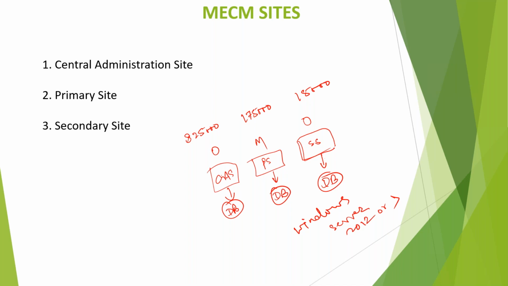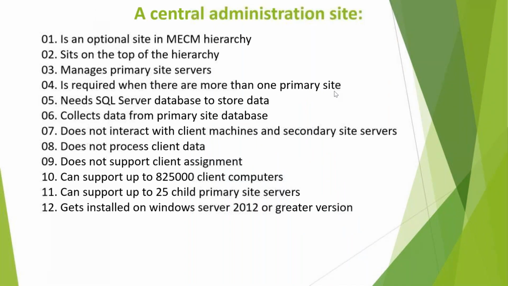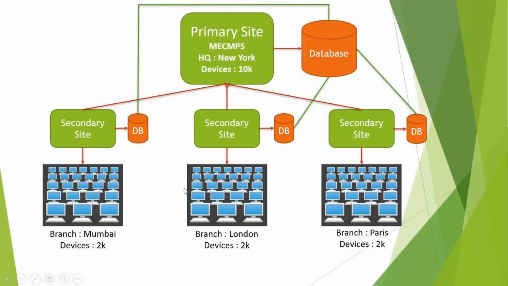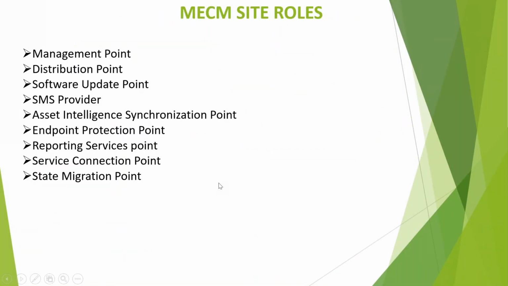So we have already discussed these site servers. Now we are going to discuss the site roles in SCCM. These are the site roles: primary site, management point, distribution point, software update point, SMS provider, asset intelligence, endpoint protection, reporting services, service connection point, state migration. We are going to discuss these roles one by one. If you would like to make a note, you can make a note now.